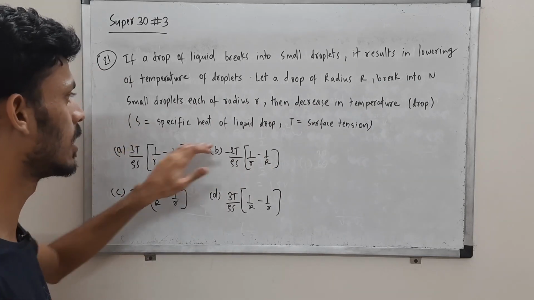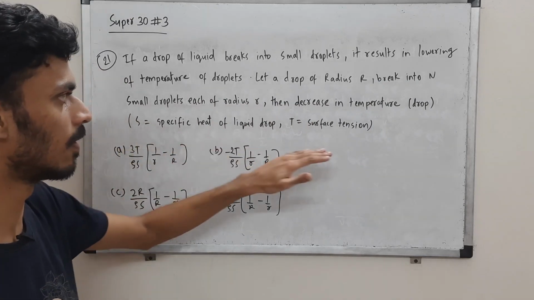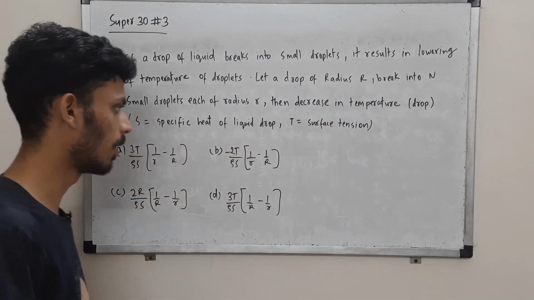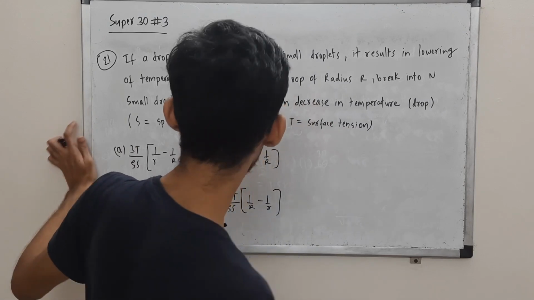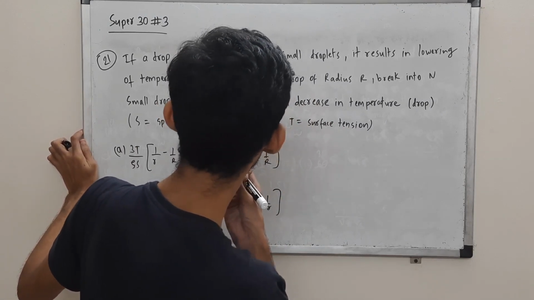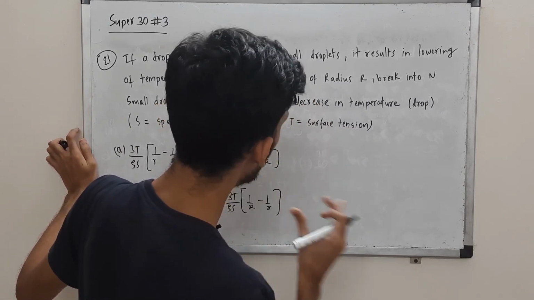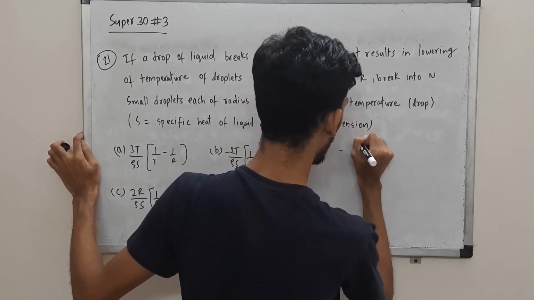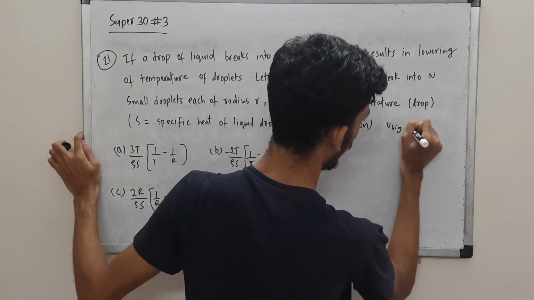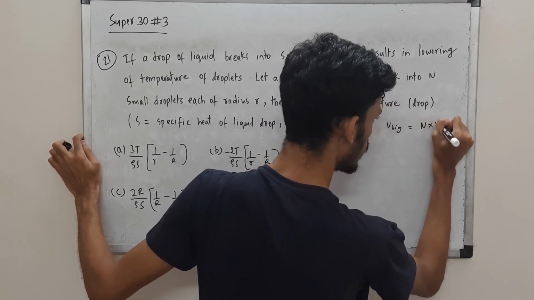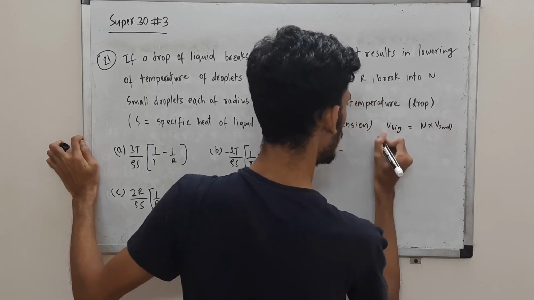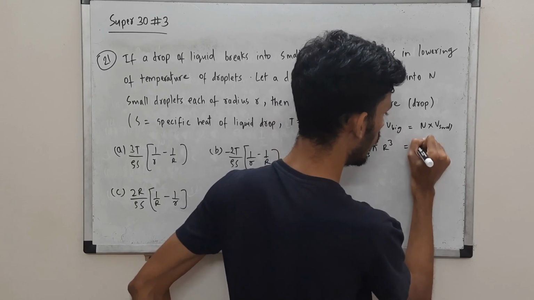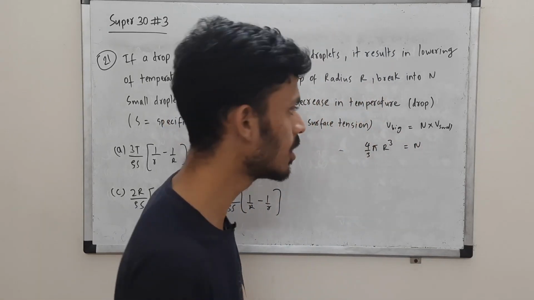Here you are also given S as the specific heat capacity of that drop, and T is the surface tension of the liquid. Now, first of all, you can do it by a very typical method. The volume will remain the same, so we can equate the volume of the big drop to the volume of N times the small drop. Volume of the big drop is 4 upon 3 pi R cube. From here, we will get a relation in N, capital R and small r.